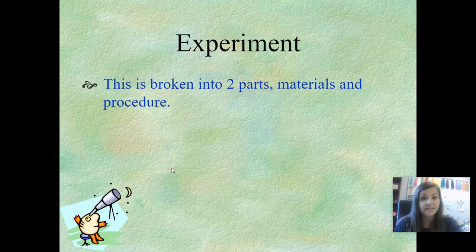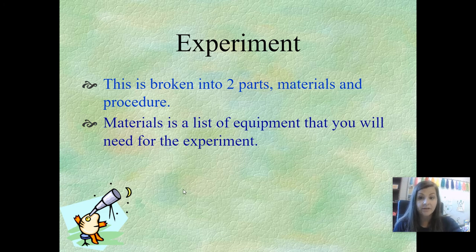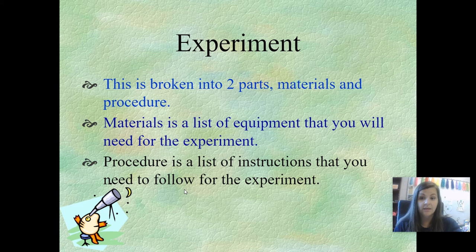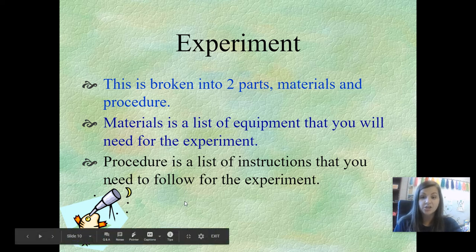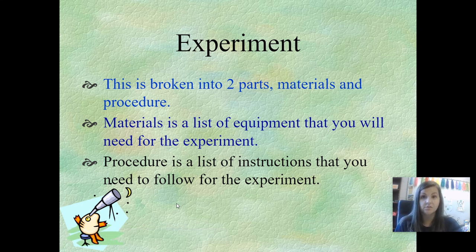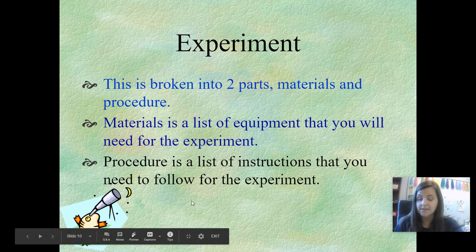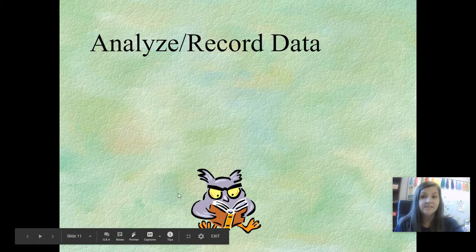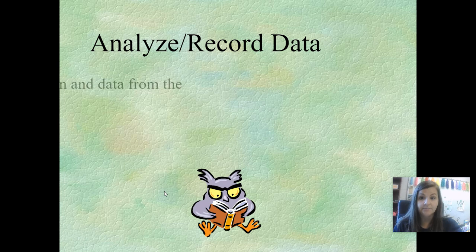The fourth step is your experiment. This is broken down into 2 parts, materials and procedure. When you're doing your experiment, you're testing your problem. So materials is a list of equipment that you're going to need for your experiment. And a procedure is a list of instructions that you need to follow for the experiment. To make sure that you're giving a fair test with your experiment, you need to follow the procedures and instructions step by step.